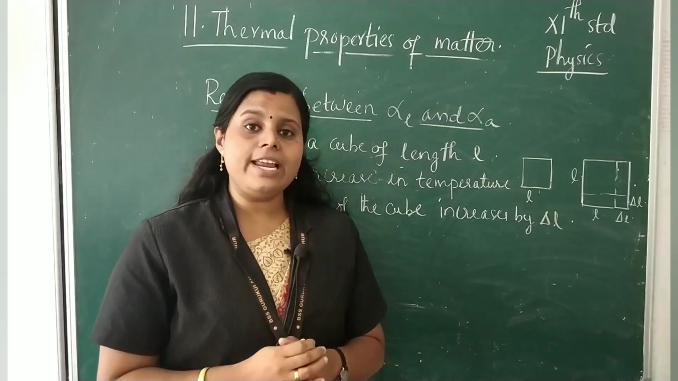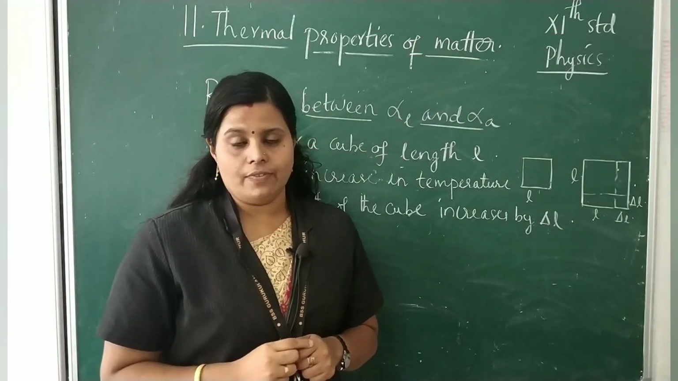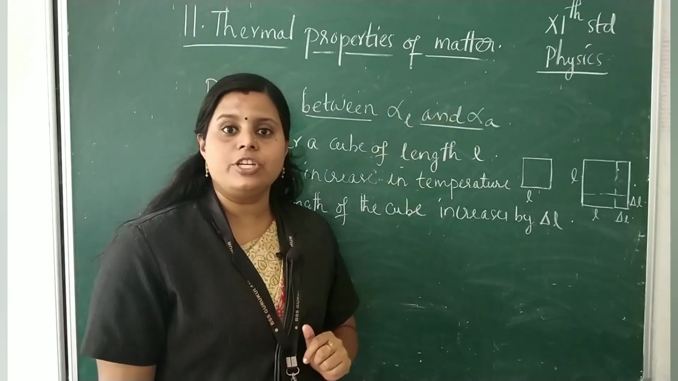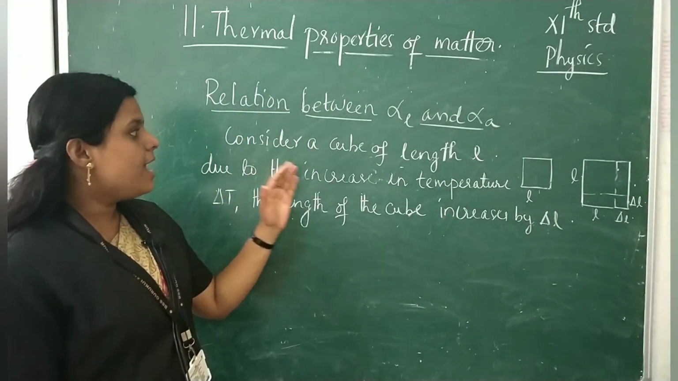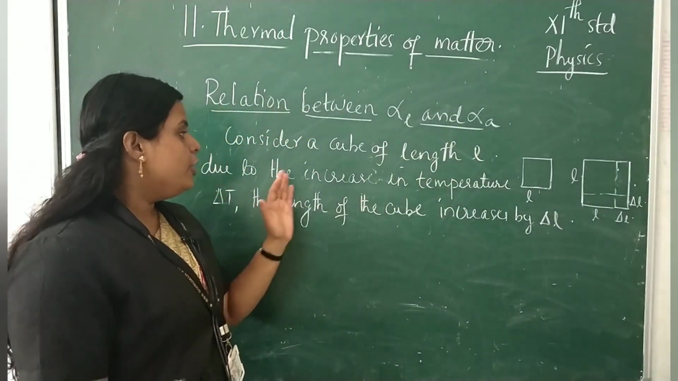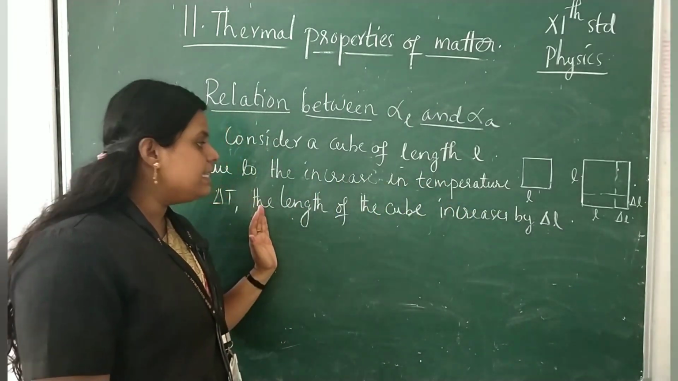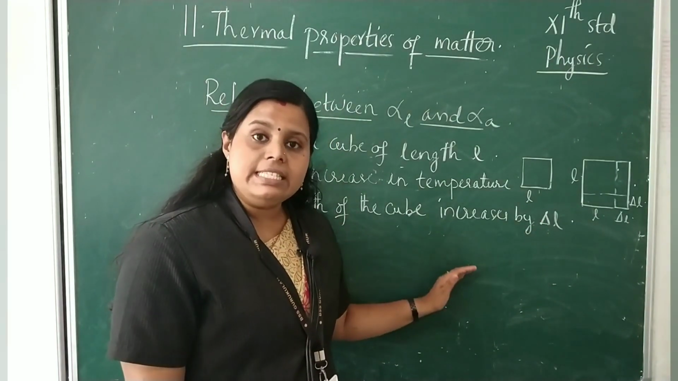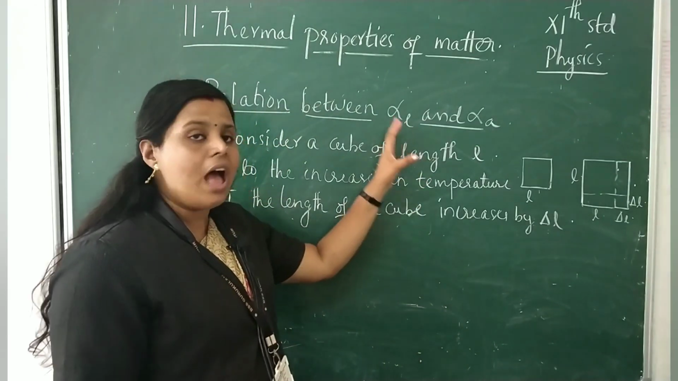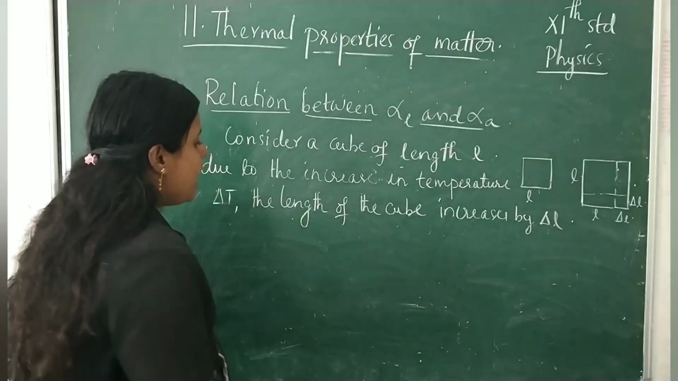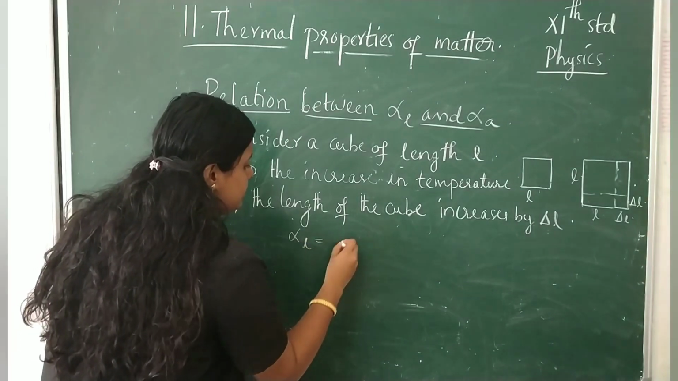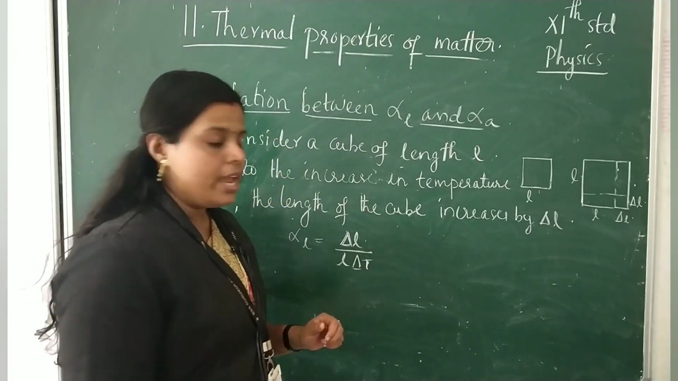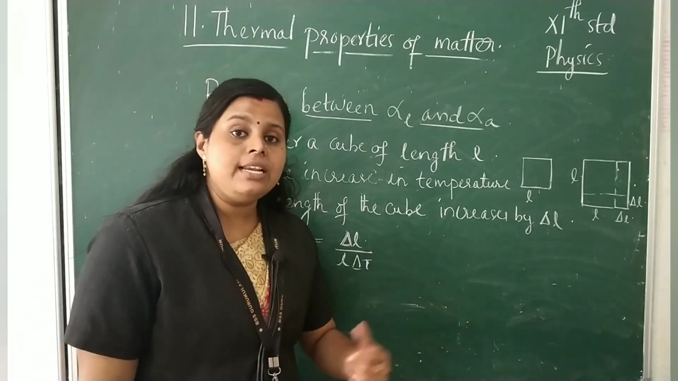Now let's derive the relation between alpha L and alpha A, that is the relation between coefficient of linear expansion and coefficient of area expansion. For this, consider a cube of length L. Due to the increase in temperature, that is delta T, the length of the cube increases by delta L. So here in this case, we are going to derive the relation between alpha L and alpha A. So we have the expression for alpha L, that is delta L divided by L into delta T, where delta L is the increase in length.